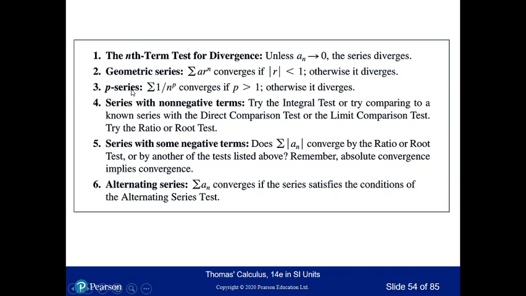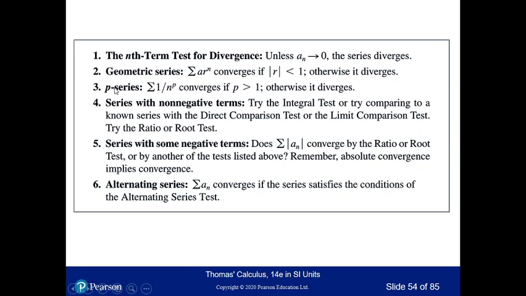Yeah, this is a summary. The n-th term test for divergence: we just look at the sequence a_n. It has to go to 0. If it doesn't go to 0, then the series is divergent for sure. We have the geometric series. We have seen the sum of a r to the n. It's going to be convergent if the absolute value of r is less than 1, otherwise it diverges.